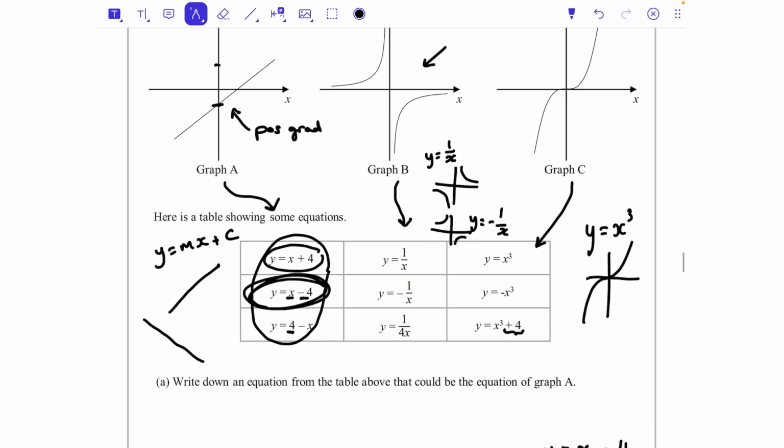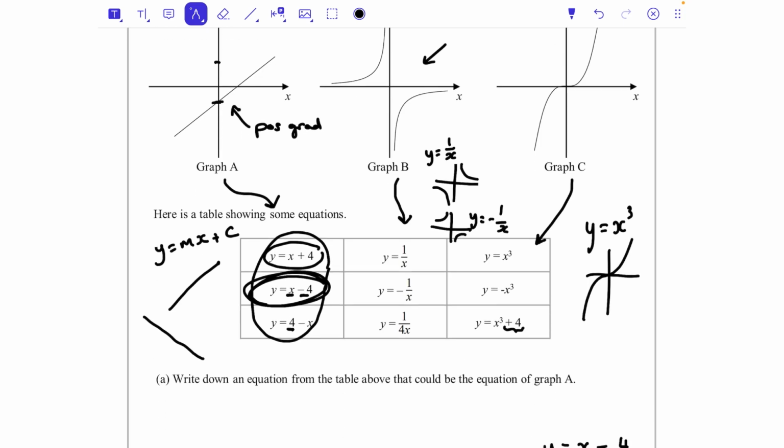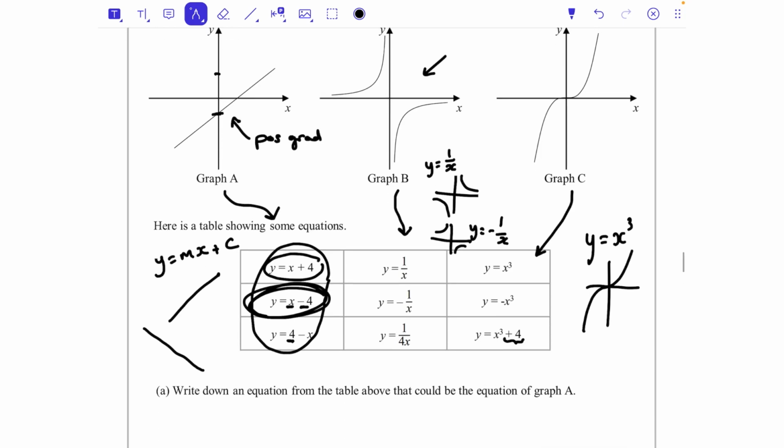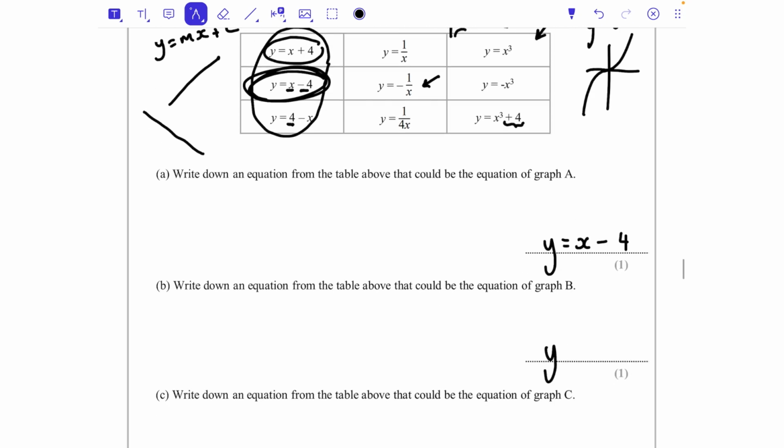Now for graph B, we've got y equals 1 over x, minus 1 over x. Right, so this is the only one that's negative. The other two would both be in the other quadrants. So it's got to be that second one, y equals minus 1 over x.